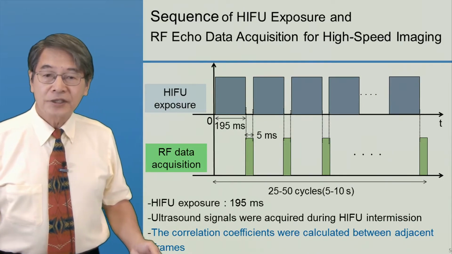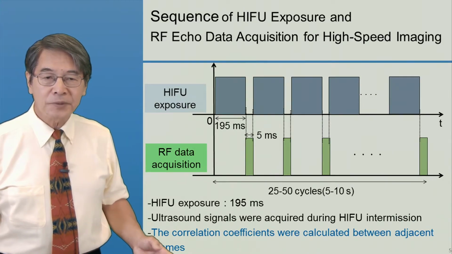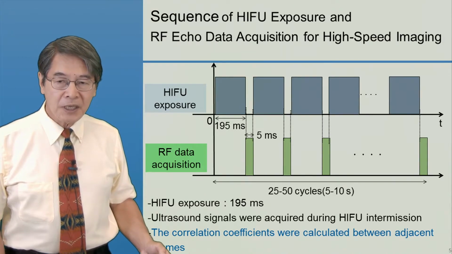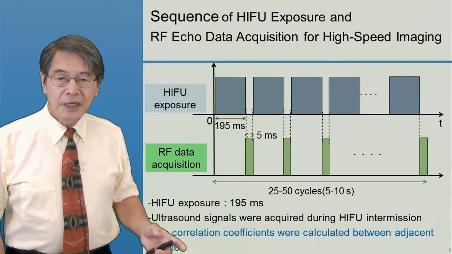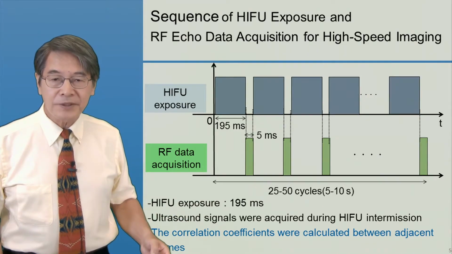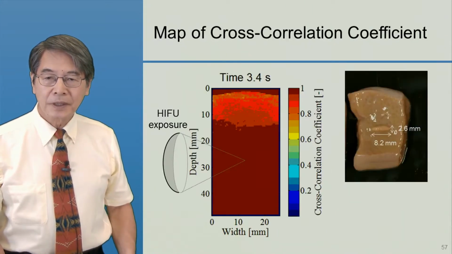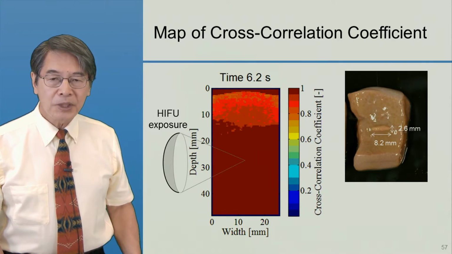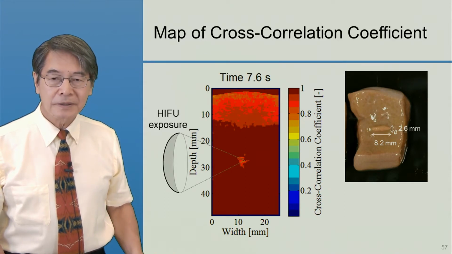This is a typical sequence of HIFU exposure and RF echo data acquisition for high-speed imaging. Here, the HIFU exposure duty is more than 97%. And this is the obtained map of decorrelation between adjacent frames.